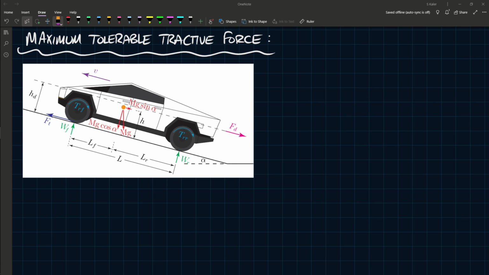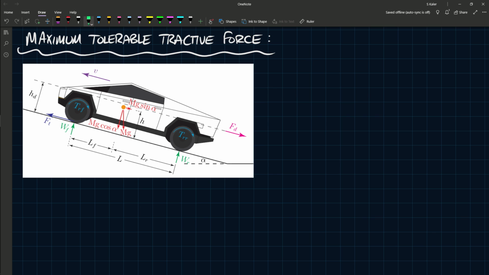Okay, so in this video we're going to look at a very practical concept, and you've probably experienced it in your life, so it might hit home. That's the idea of the maximum tolerable tractive effort. Essentially, there's a limit on the tractive force that the wheels can exert on the surface, and beyond that limit, you start to skid.